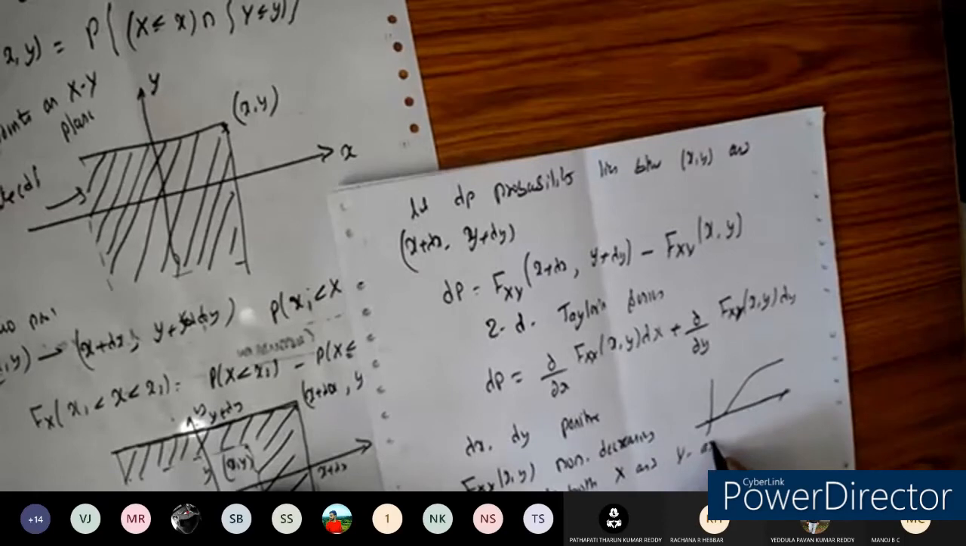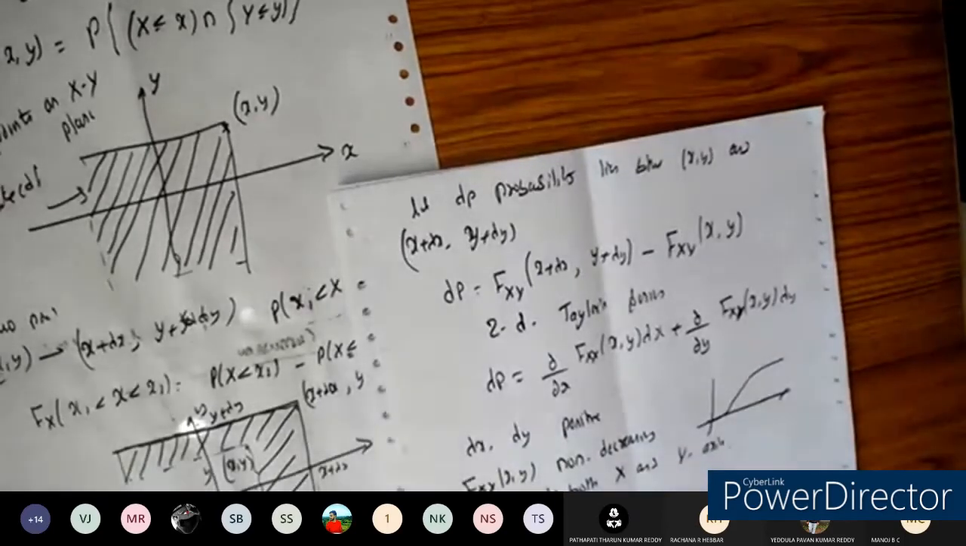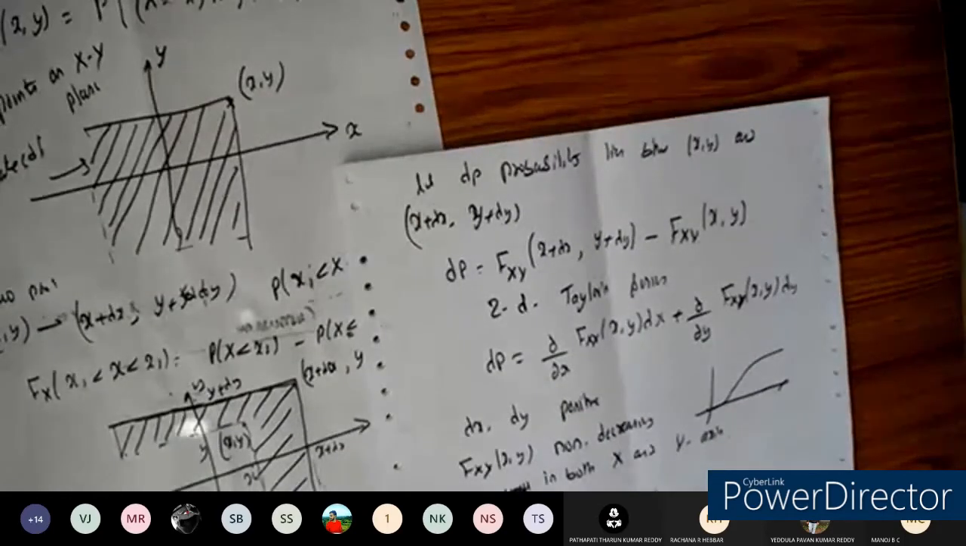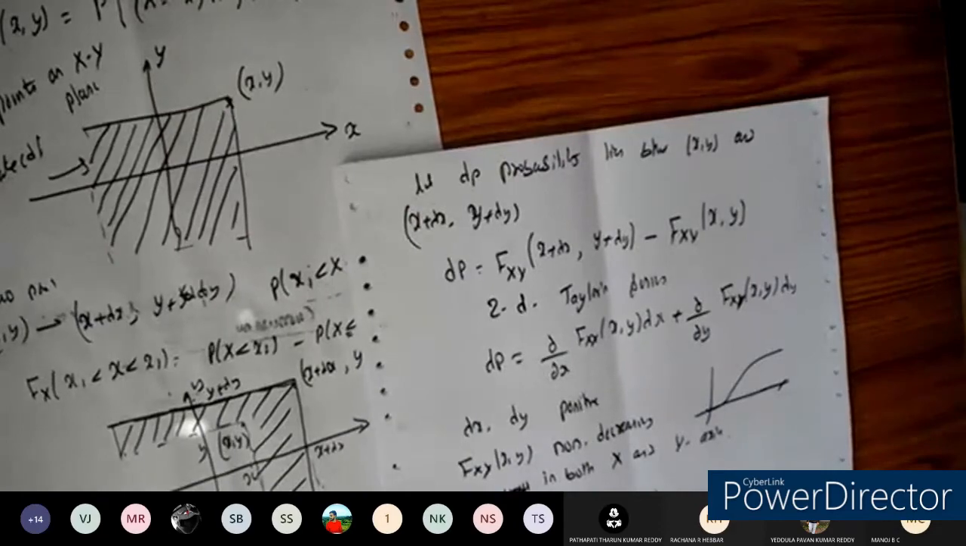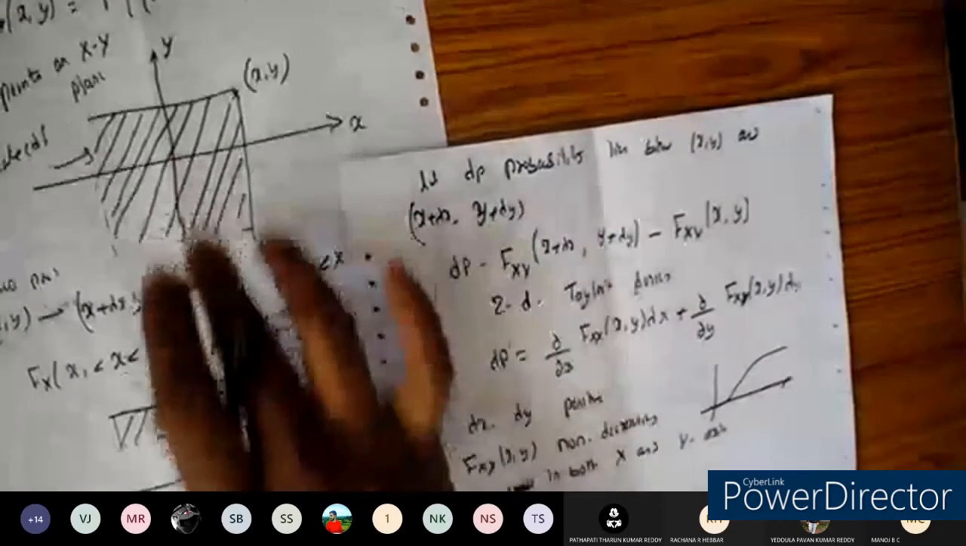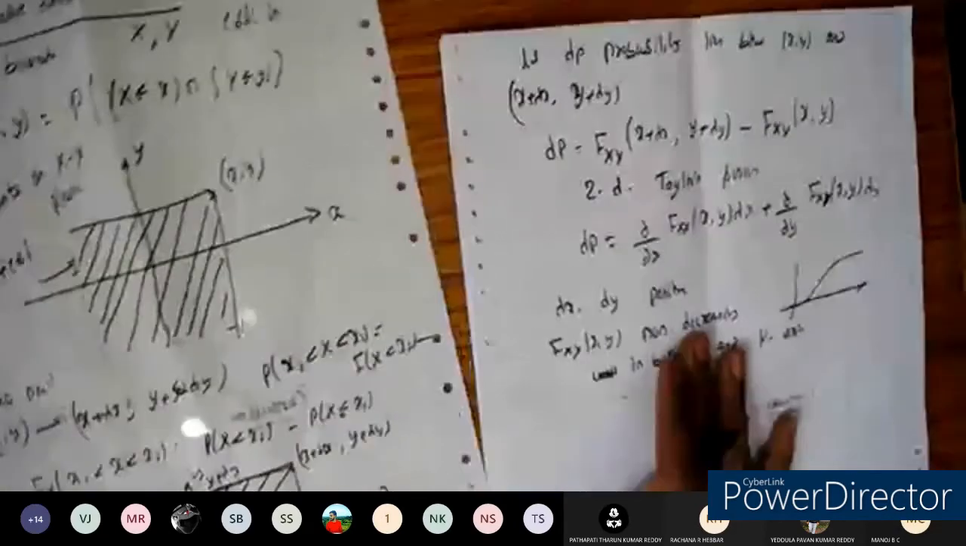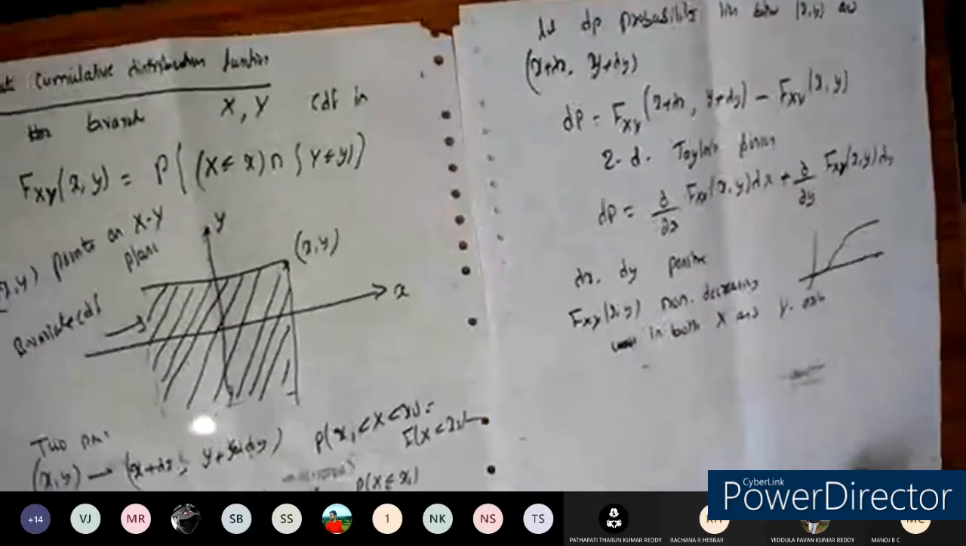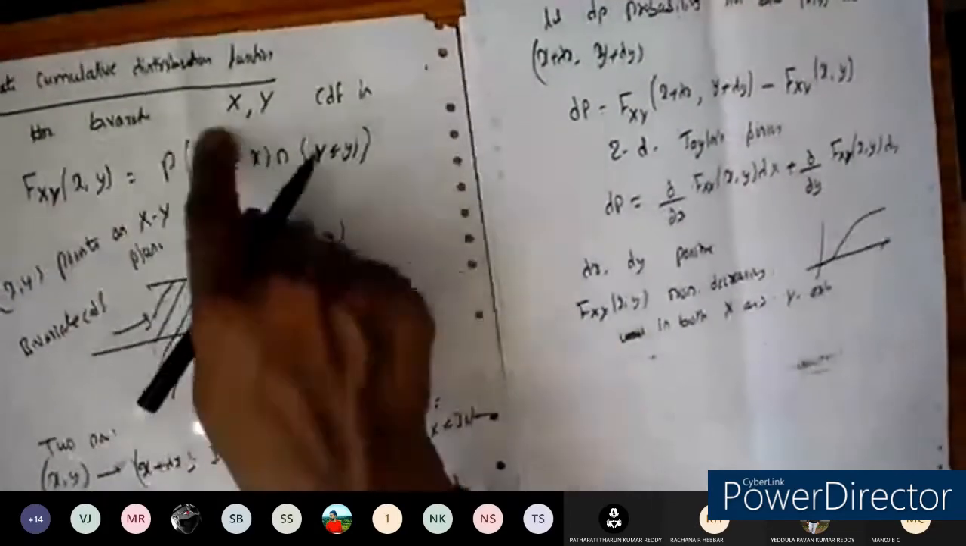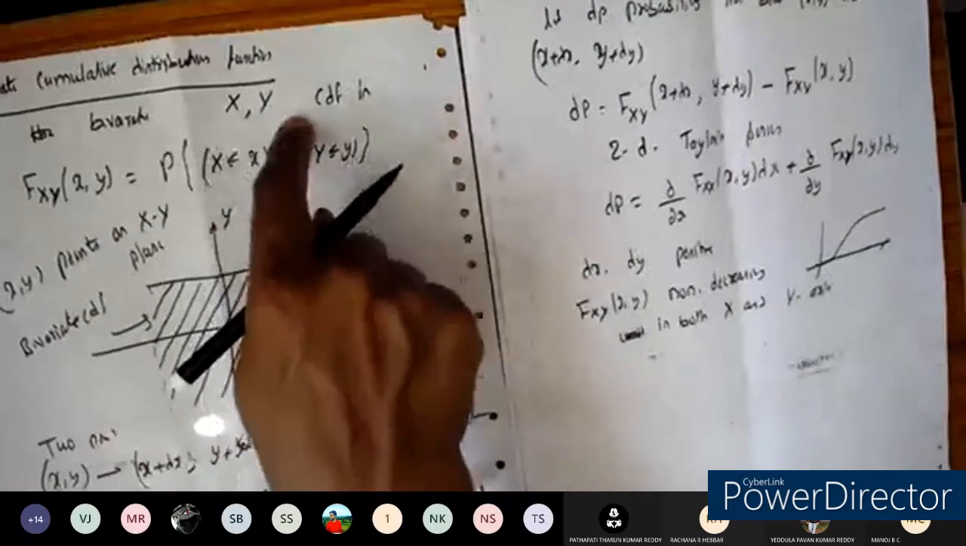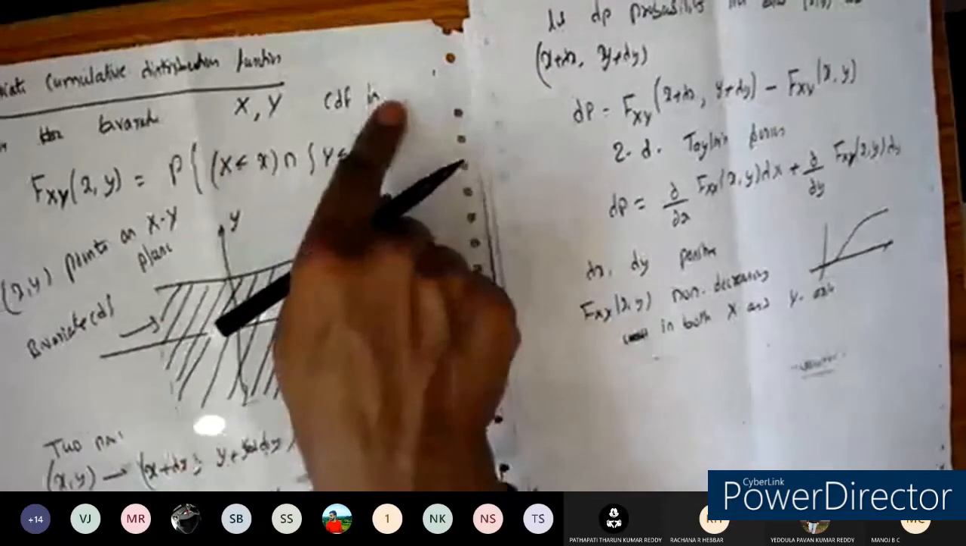X and y axis here. Okay, so getting it right? So this is the bivariate CDF, which can be defined in terms of these two examples here. Just to recall the concept once again: for the two random variables x and y, we are going to call it a bivariate random variable. The CDF can be defined like this here.